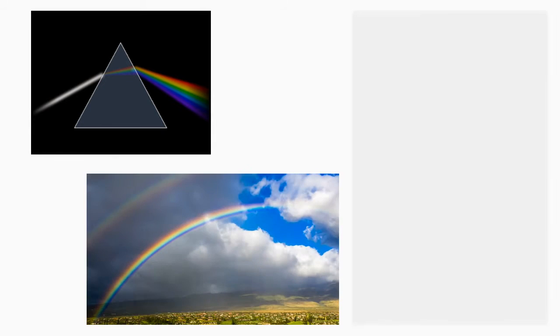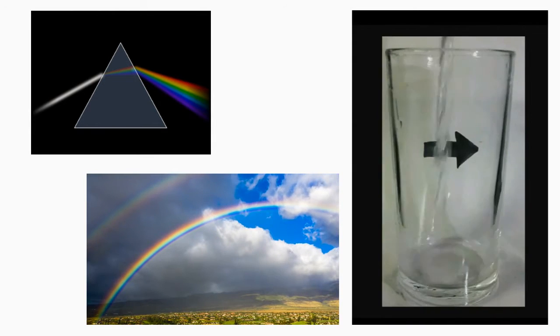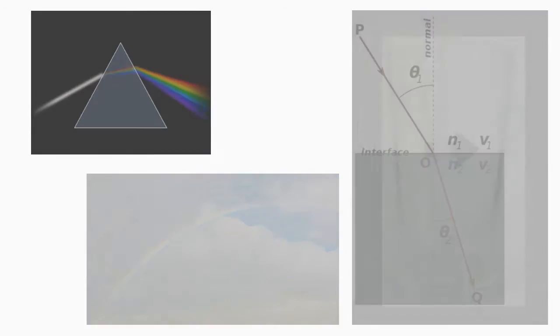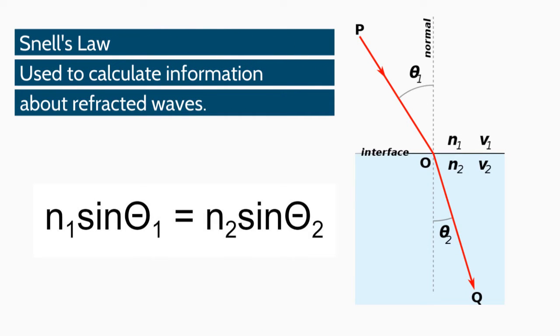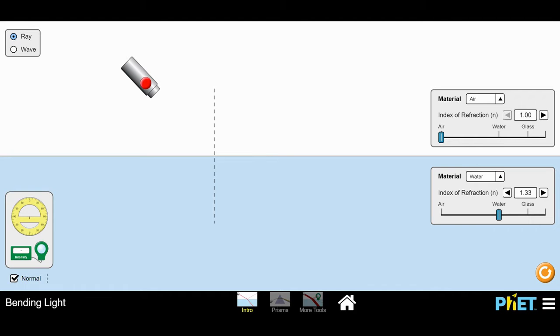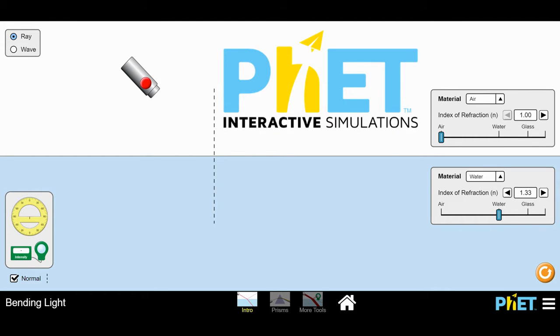Other examples of refraction include prisms, rainbows, and that cool trick with the arrow that changes direction that you may have seen on YouTube. We can use Snell's law to calculate information about light waves that are being refracted. Let's take a look at an online simulation from PhET called Bending Light to collect some data for calculations.